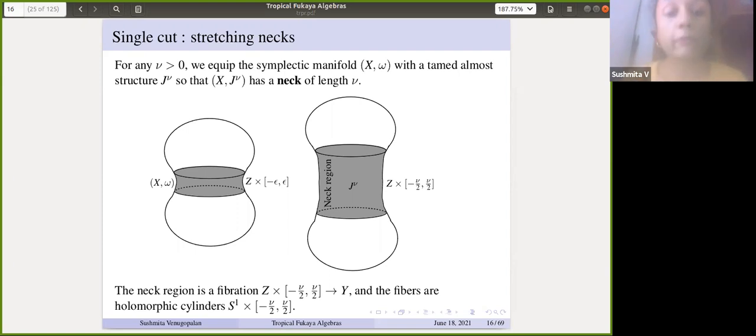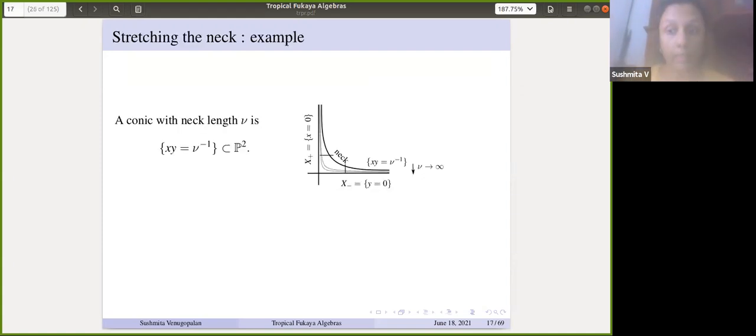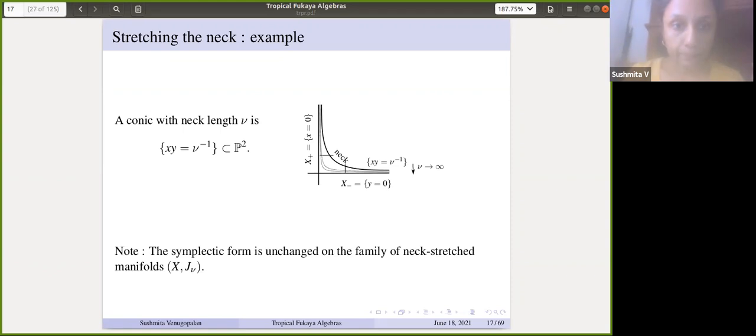So the neighborhood of the hypersurface is called the neck region, and the J nu's are designed so that it looks like a longer and longer neck. So an easy example, a way of visualizing this, is the case of a sequence of conics degenerating to a pair of lines. So the neighborhood of the origin looks like longer and longer cylinders, and eventually as the length of the cylinder goes to infinity, the conic just breaks into 2 lines. So that's roughly the kind of picture we have in mind.